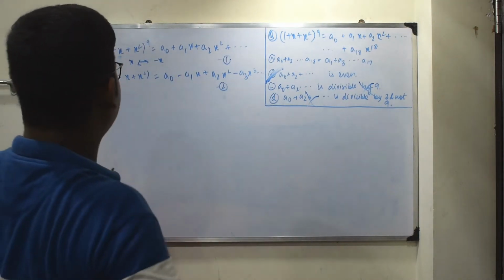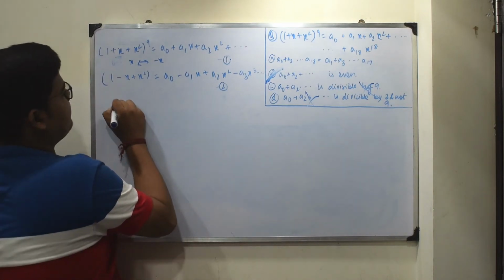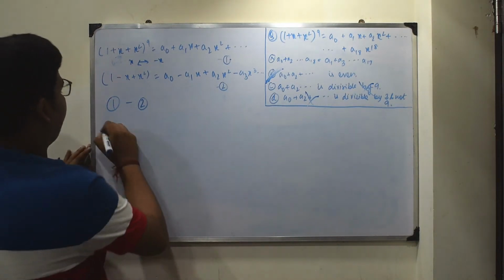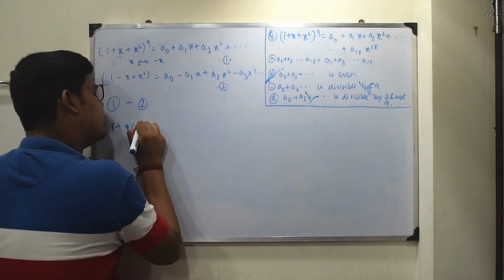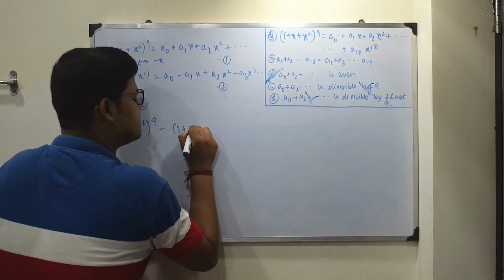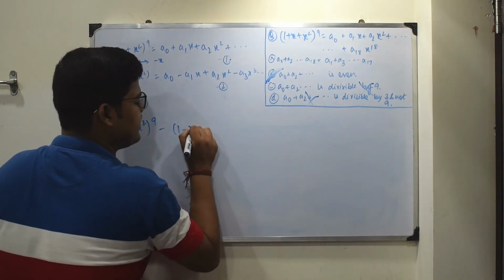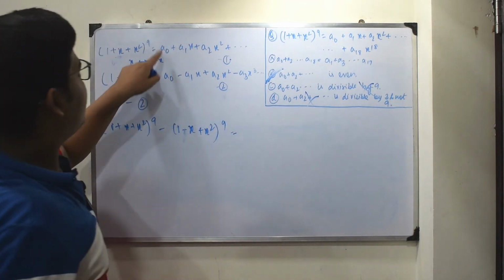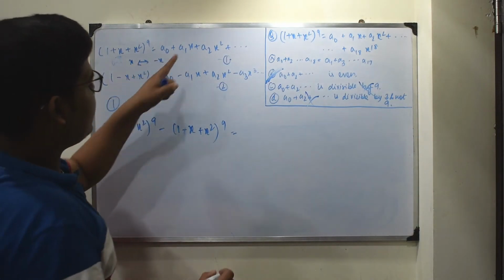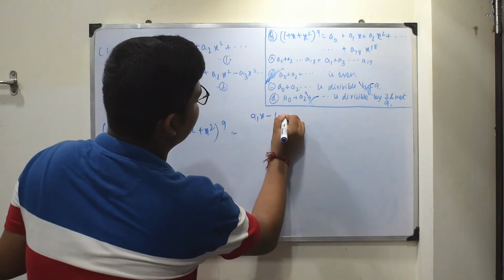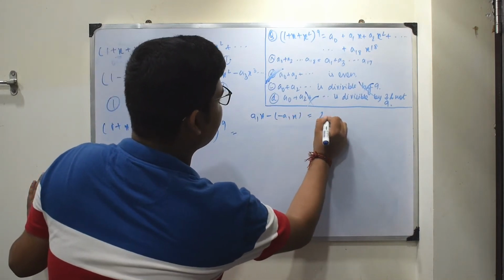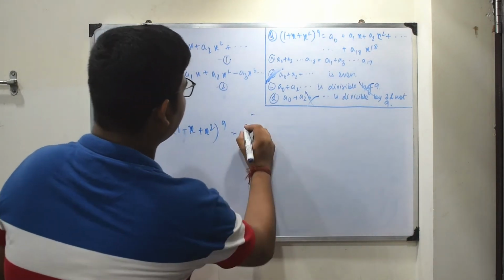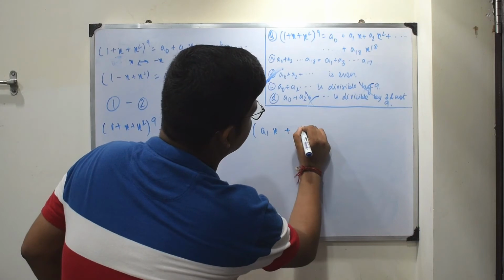Instead of adding, let's subtract 2 from 1. We will get (1 plus x square) to the power 9 minus (1 minus x plus x square) whole to the power 9 is equal to, a naught gets cancelled, and a1x minus of minus a1x will give us twice a1x. So we take that 2 common and we write twice a1x plus a3x cube.